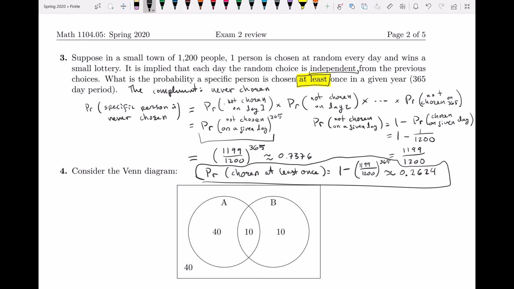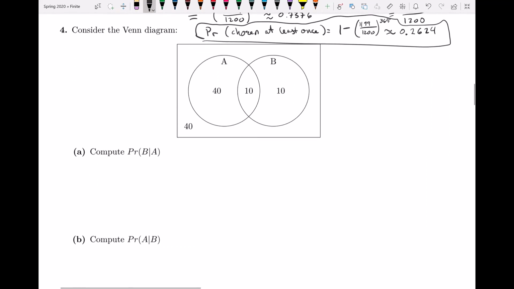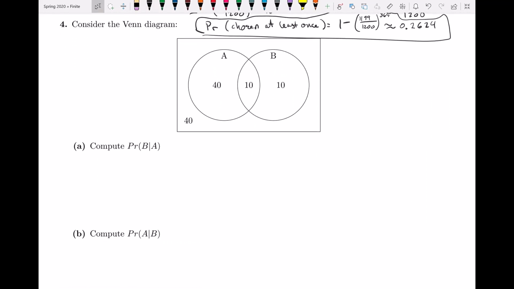Okay, on to the next one. So consider the Venn diagram, A and B. So we want to compute the probability of B given A, the probability of A and B, and then there's a part C. Let's just do these first. So probability of B given A.